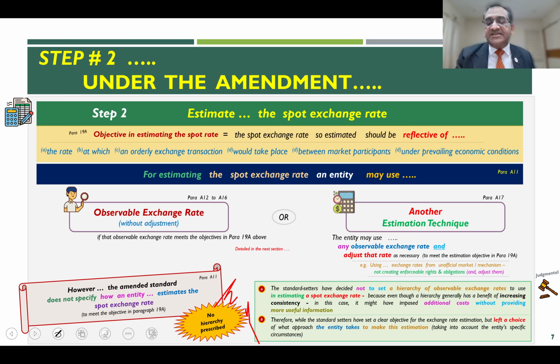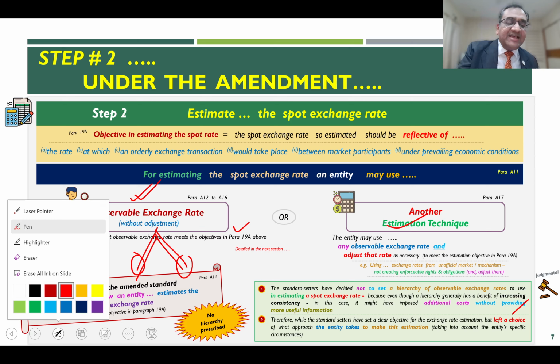Therefore, while the standard setter has a clear objective, which is paragraph 19A, for the rate of estimation, they left a choice on which of these two approaches needs to be deployed in real life situations by the entities. In fact, even within this, there are two possible approaches. That is something which we will discuss in the next slides. So even within this broader approach, there are two methodologies which are discussed in the standard. We will look at each one of them, along with the case studies.